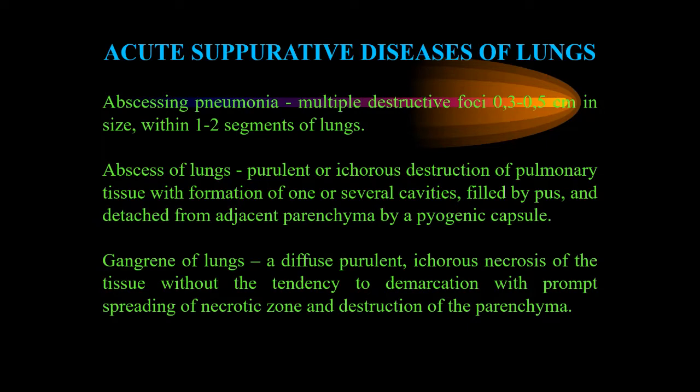Second, abscess of the lungs. It's a purulent or ichorous destruction of pulmonary tissue with formation of one or several cavities, filled by pus, and detached from the adjacent parenchyma by a pyogenic capsule. And third, gangrene of the lung. It is diffuse purulent ichorous necrosis of the tissue without the tendency to demarcation, with prompt spreading of the necrotic zone and destruction of the parenchyma.